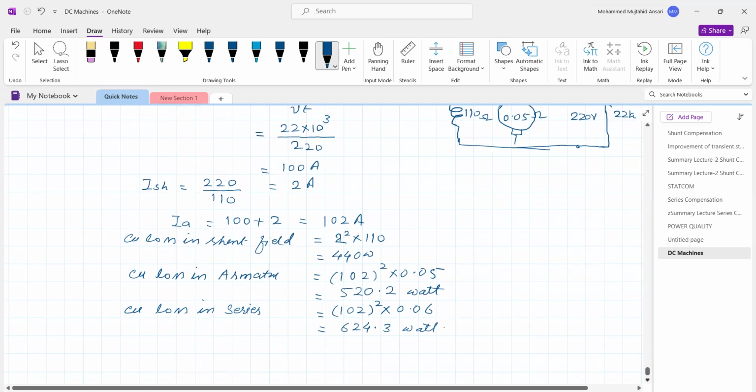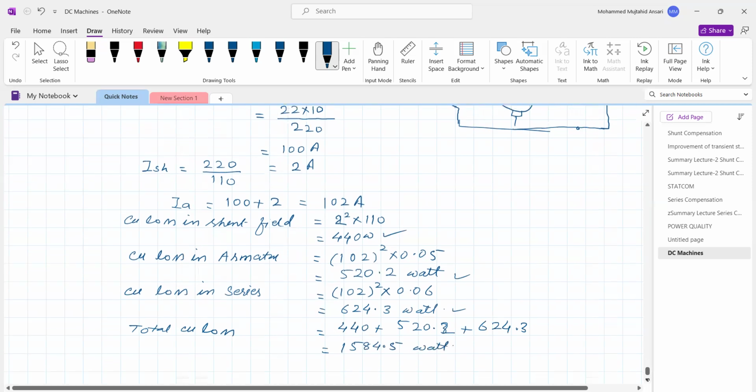Hence, total Cu loss is equal to the losses which take place in the first, second, and third windings: 440 plus 520.32 plus 624.3 watt, and it comes to total copper losses equal to 1584.5. Now we get the total copper losses.